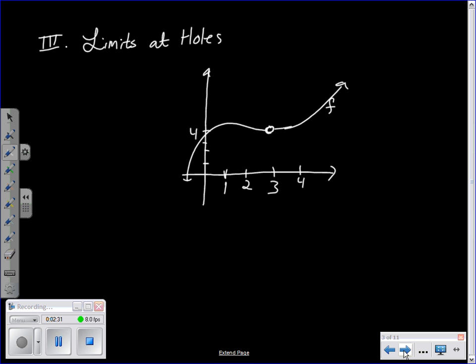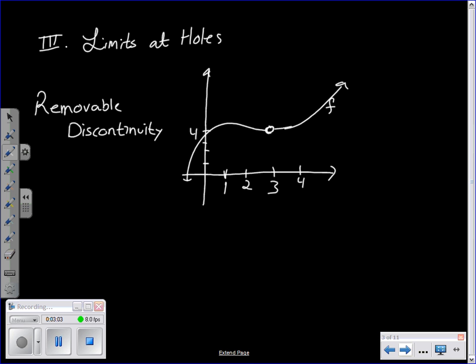We might also be given something like a limit at a hole. In this case, I've got a hole in the graph, and a hole is a type of removable discontinuity. A removable discontinuity is typically found in a quotient function where there's a factor in the top that's going to cancel with a factor in the bottom. So something in your numerator cancels with something in your denominator, leaving you with a hole in your graph.